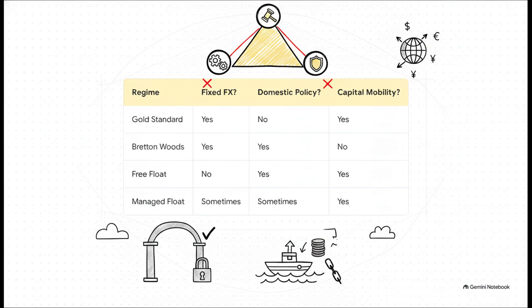Look at the free float regime we generally live in today. You get your domestic policy control and your capital mobility, but you have to completely sacrifice fixed exchange rates. On the flip side, under the post-World War II Bretton Woods system, countries had fixed rates and policy control. But to get that, they had to heavily restrict the flow of international capital.